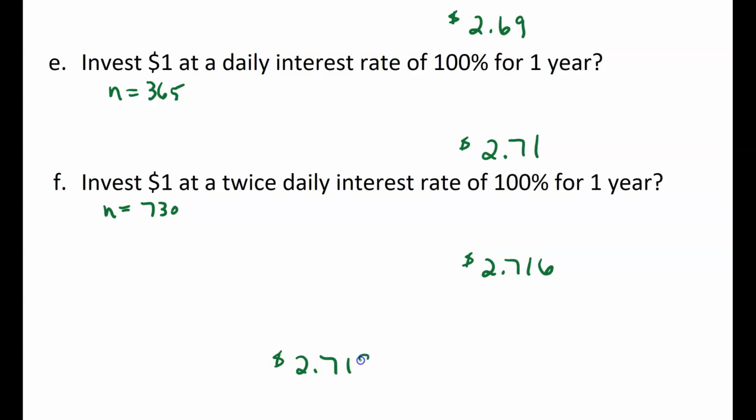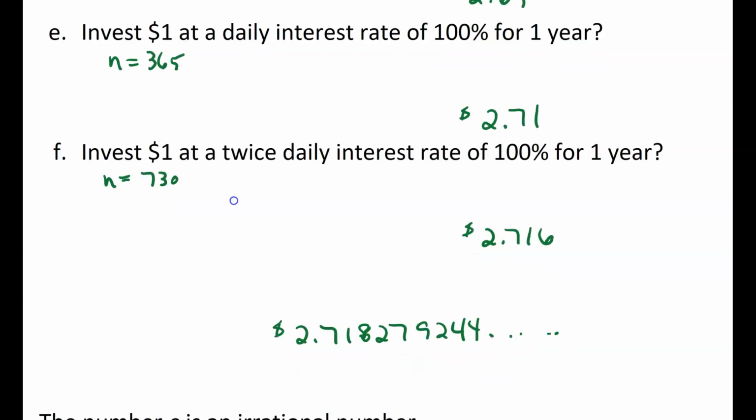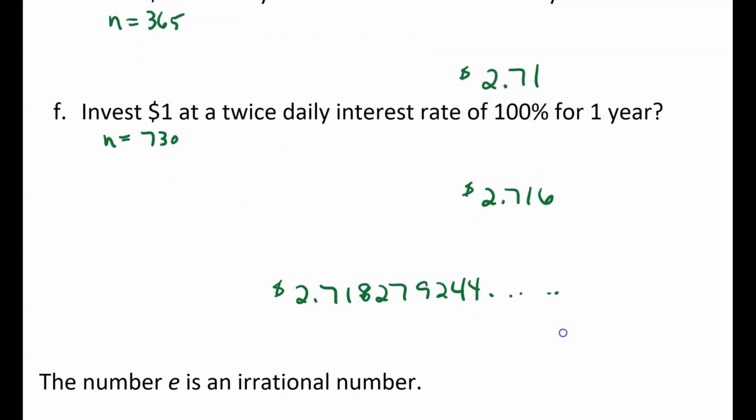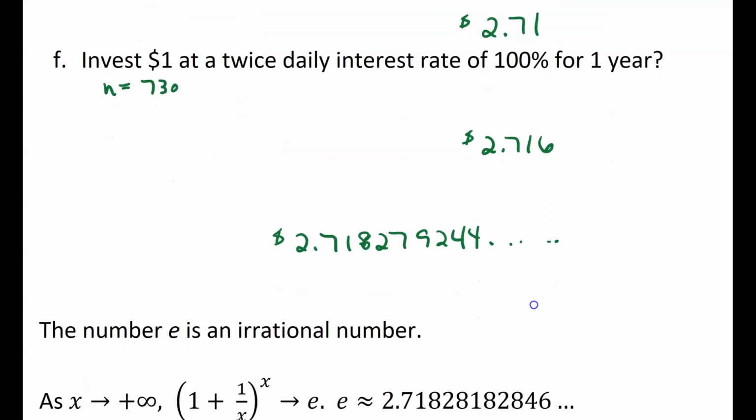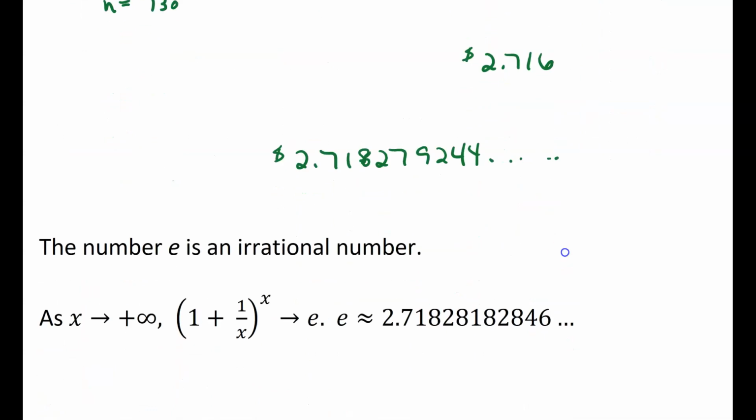Okay, so the next one you got was 2.718. What other decimal places do you have? 2.718279244. Okay, we'll stop there because this goes on. Okay, so what's happening is we are approaching this lovely number, which we call E.